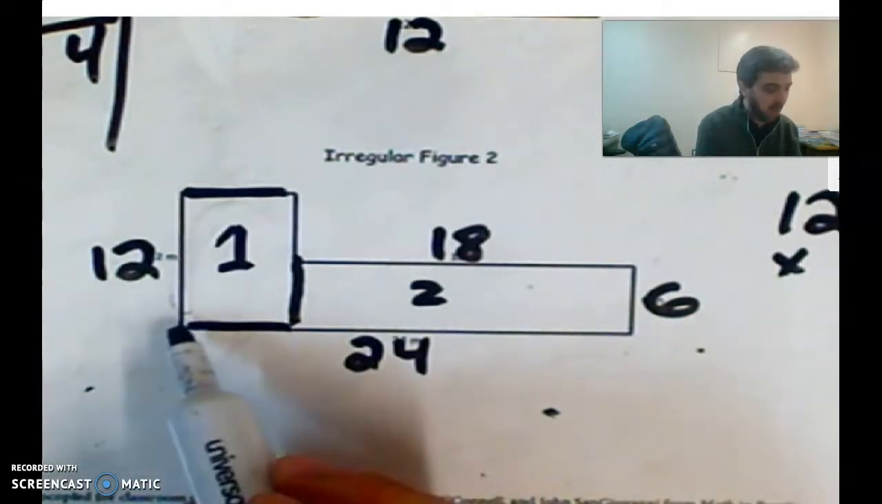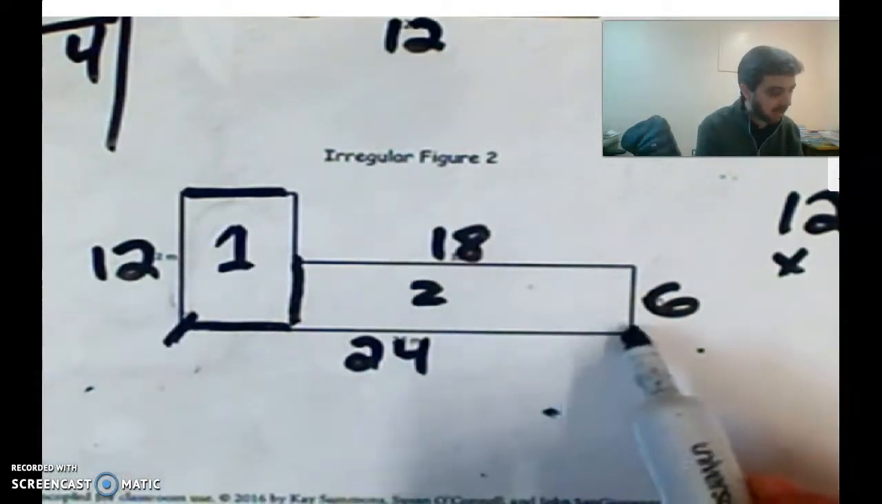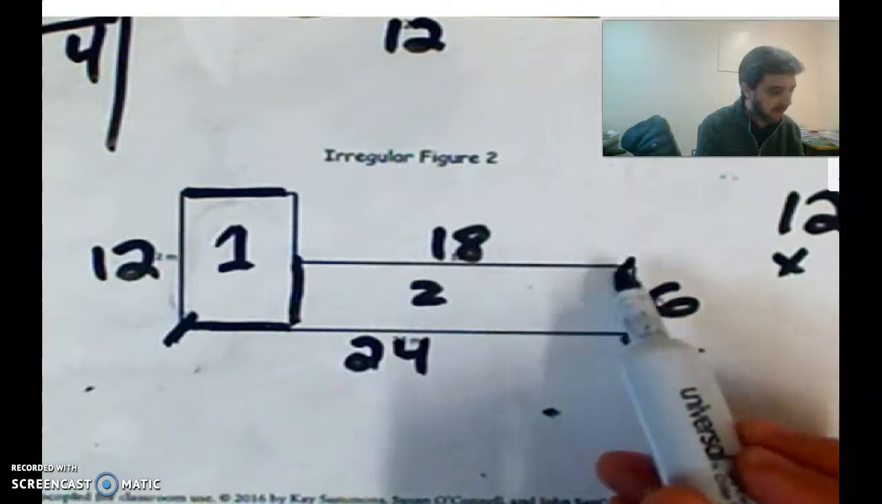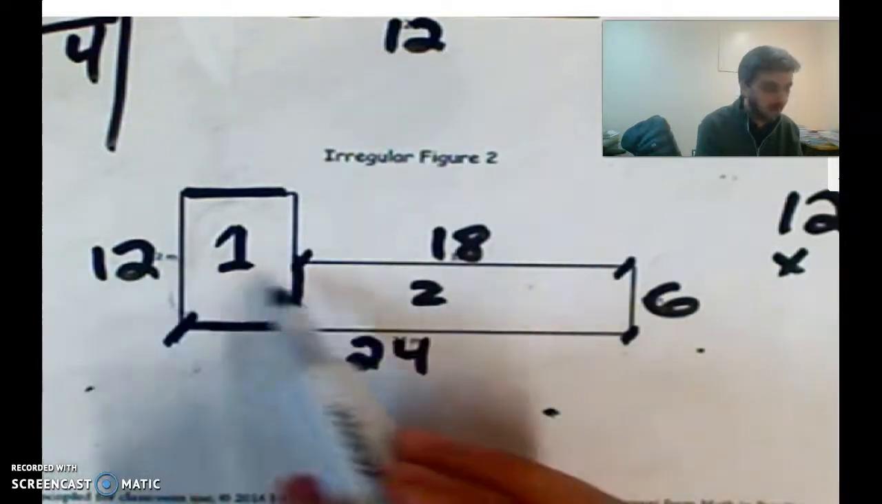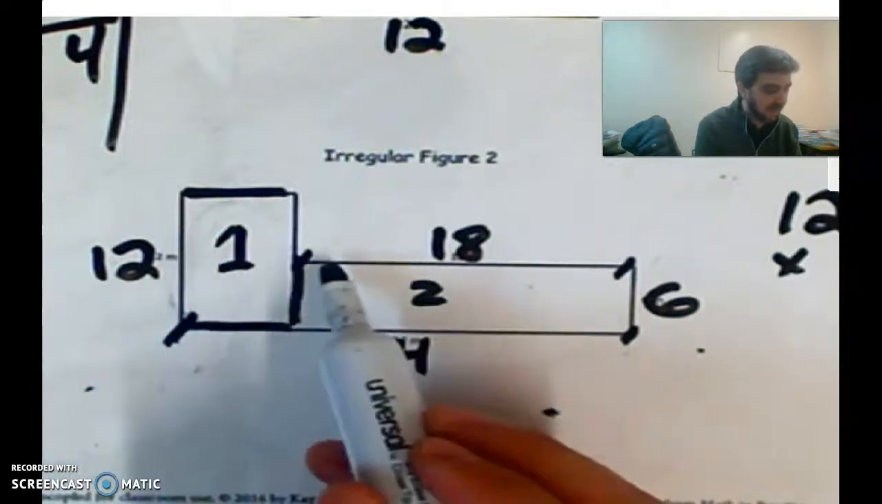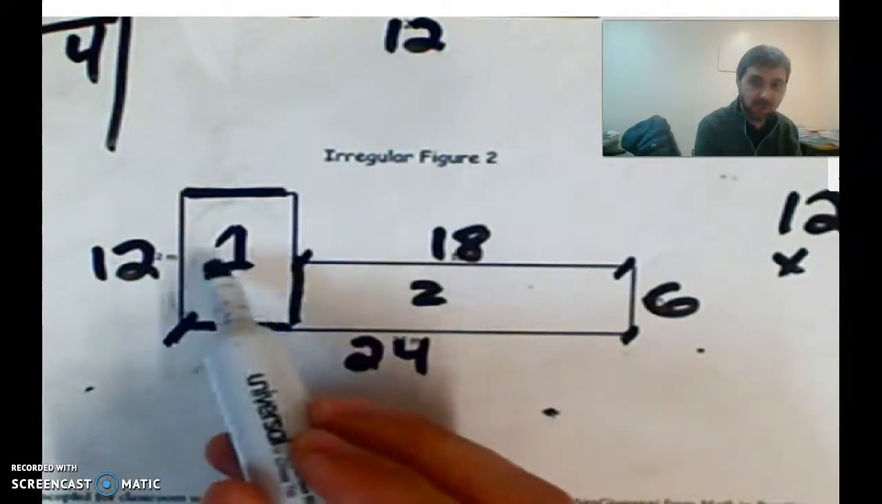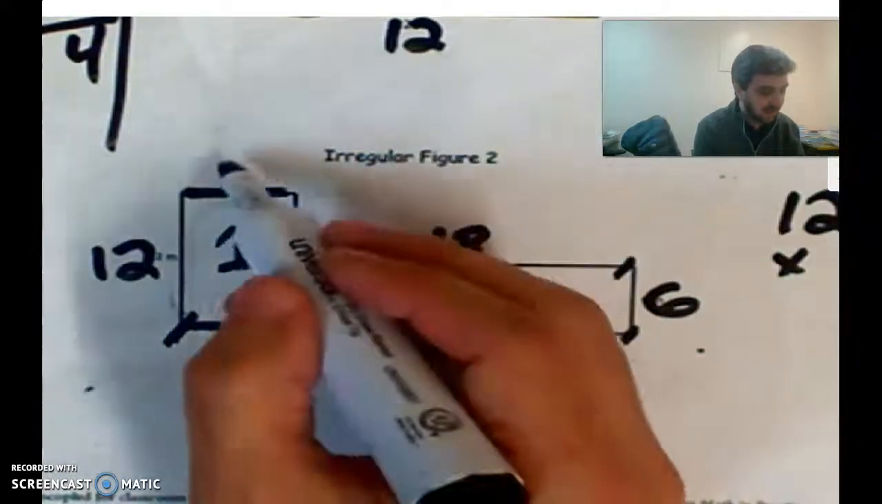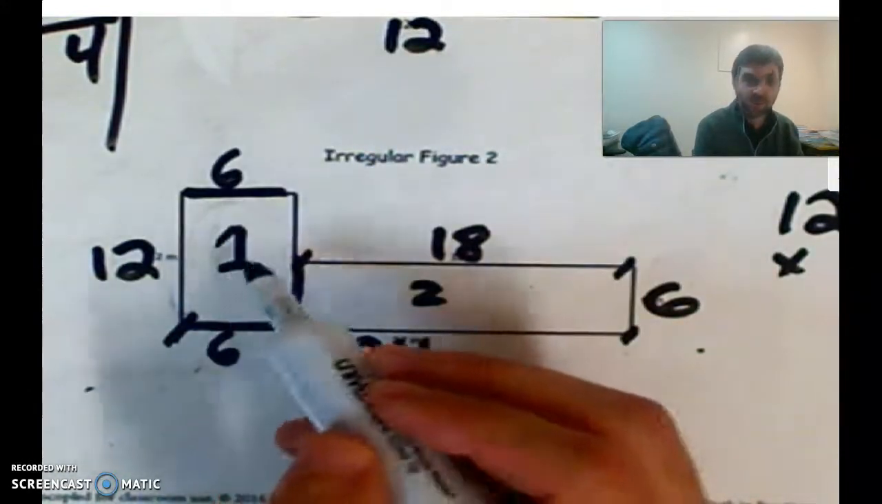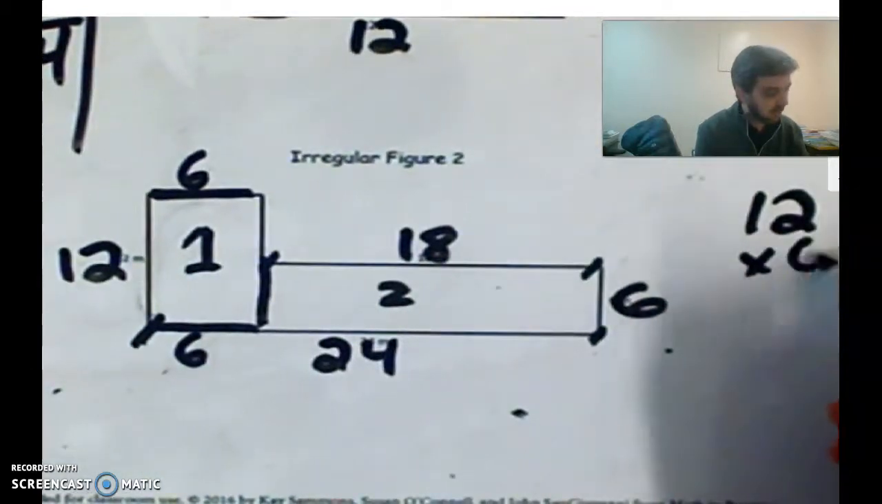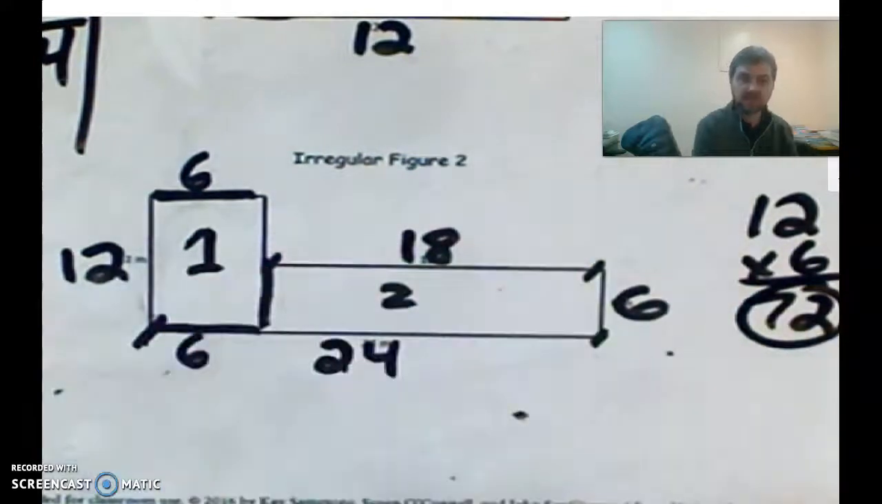So again, we know that from here to here is 24, and from here to here is 18. So in order to get to 24 across would have to be 6, right? Because 18 plus 6 is 24. So this has to be 6, and this has to be 6. So to find the area of this rectangle, we do 12 times 6 again, which gives us 72. Okay, so the area of rectangle 1 is 72.